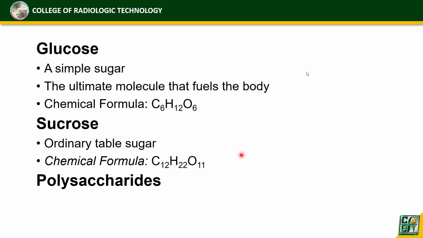Polysaccharides. So these are the plant starches and animal glycogen. These polysaccharides are types of sugar that we can get from plant starches and animal glycogen. Okay?